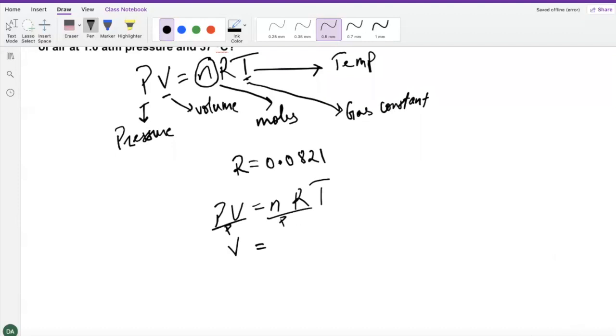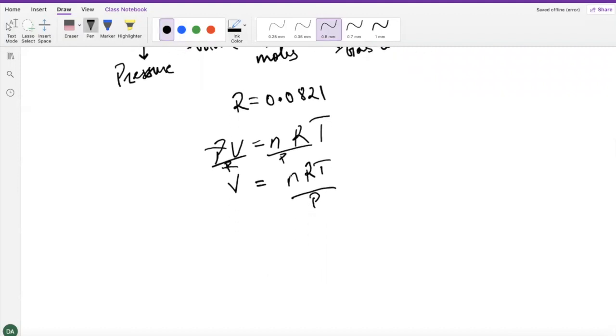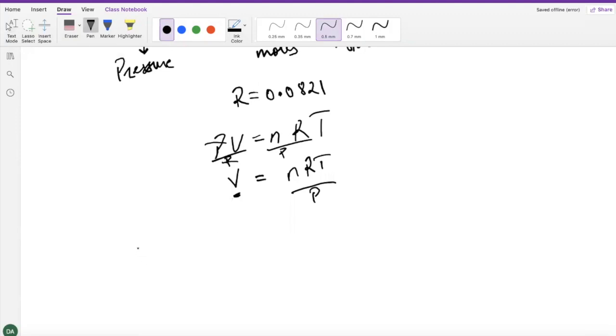Okay, so we're dividing by P on both the sides. We got rid of the P on the other side, so we got nRT over what, guys? P. Over P, right? So we modified our equation, and now we have V isolated. That's actually very important for this chapter: you should be able to isolate the variables, okay? Let me give you one more question.